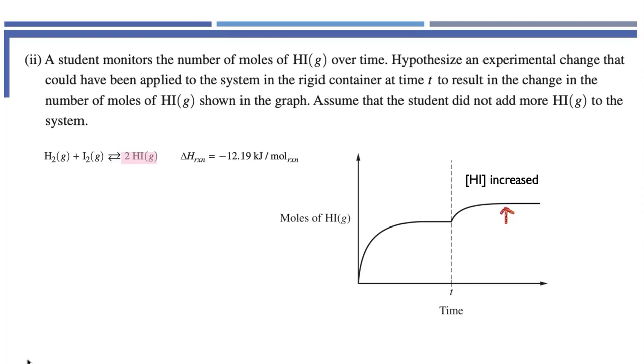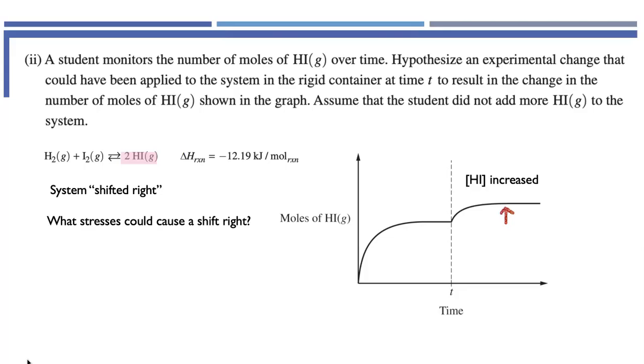So what we're really trying to say here is that whatever the stress was on the system, it caused the system to shift right. I made more product. I made more HI. Right? We shifted to the right. We had been at equilibrium, and now we've got a shift. So what we need to do is come up with a stress that we can impose on the system that would cause a shift to the right.